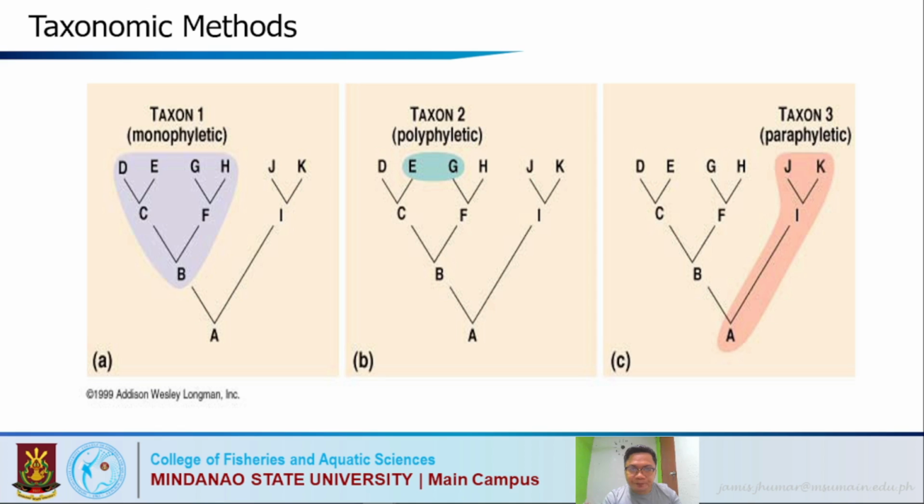And then this one, the paraphyletic, however, basically implies the most recent ancestors. No? Ito yun sila. And then this one, ang ancestor nila is this one. And then this one, ang ancestor is A. Okay? So, basically, they are all of the same paraphyletic taxon. Okay, so that's basically the difference between the three.